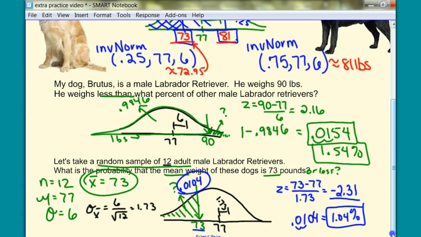So that's pretty normal for one lab to weigh 73 pounds, but to get 12 of them to average that, far more unusual. Well, I hope this helped.